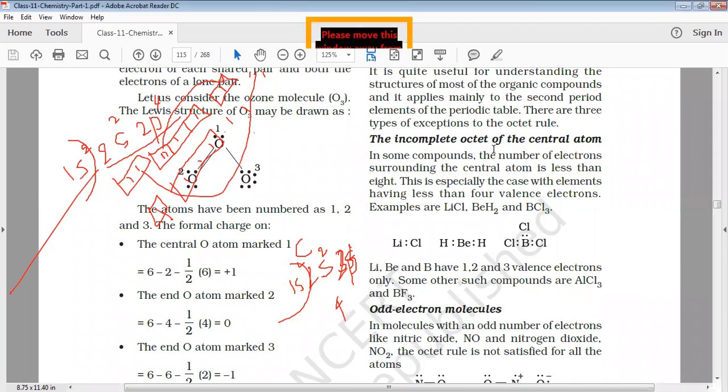Can you able to understand? Yes, fine. So now this is the point here. We got to know the number of unpaired electrons. So no problem with unpaired electrons.